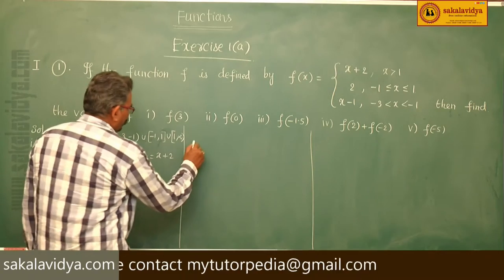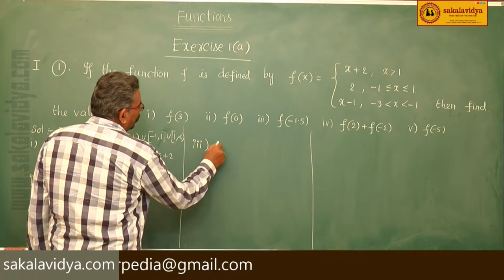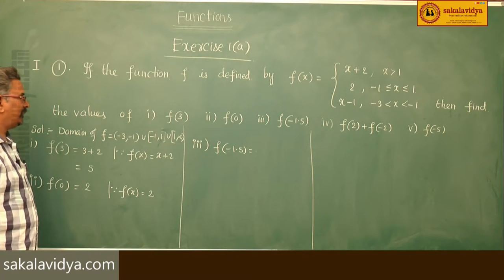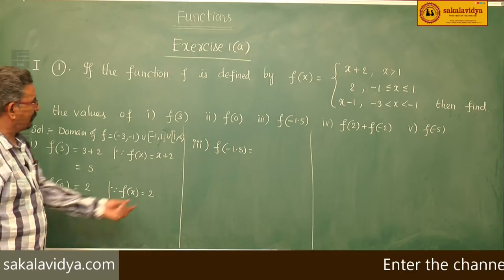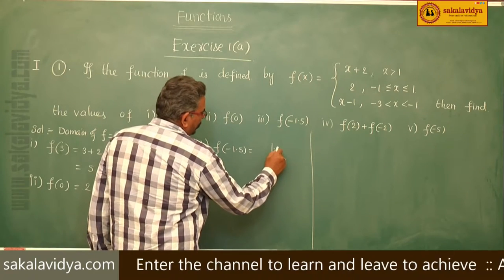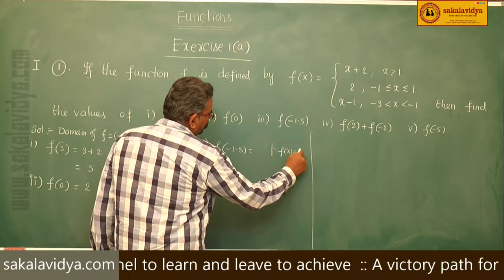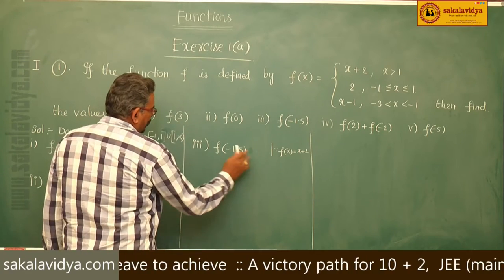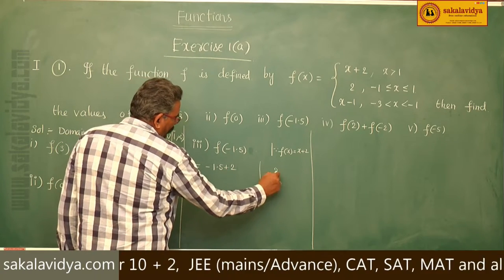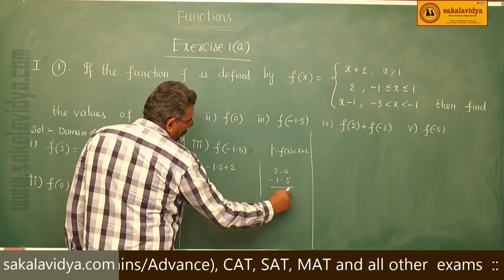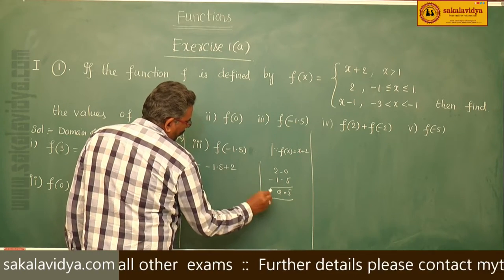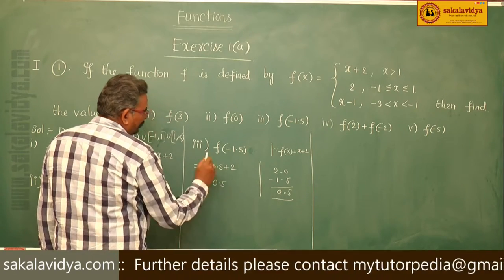Now, third problem, f of minus 1.5. This minus 1.5 lies in the first interval. In this case, f of x is equal to x plus 2. So we can write minus 1.5 plus 2. Now 2 minus 1.5 is 0.5. This is equal to 0.5.